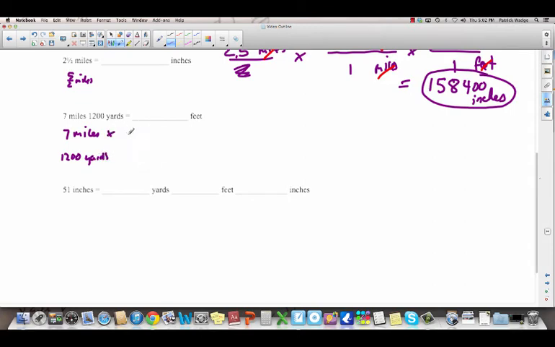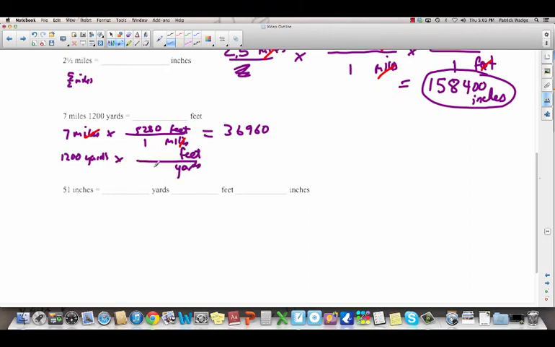So 7 miles, if we switch that, we have miles on the bottom, feet on top. How many feet are in a mile? 5,280. We've done that a bunch of times. 1 mile is 5,280 feet. Get rid of the miles. You're left with the feet that you want. And when you multiply that, you get 36,960.